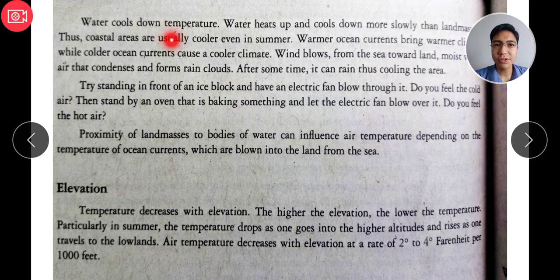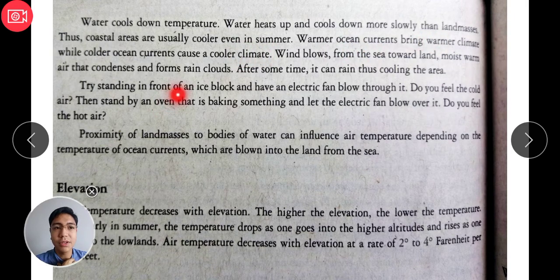Ayan, so we know water cools down temperature. Tama? So we drink enough water para ma-moderate yung temperature natin. So water heats up and cools down. Okay, so water heats up and cools down more slowly than land masses. Mas matagal mag-cool down mula sa mainit na temperatura ang tubig compared sa land masses. Kaya yung mga coastal areas are usually cooler even in summer. Okay? Warmer ocean currents bring warmer climate while colder ocean currents cause a cooler climate.